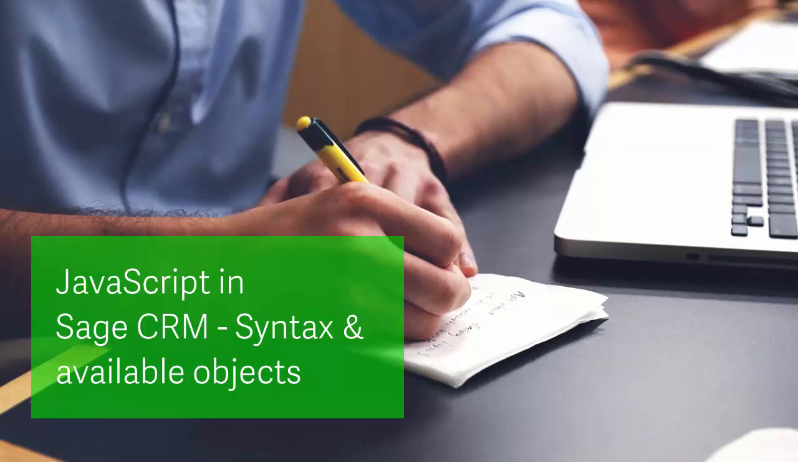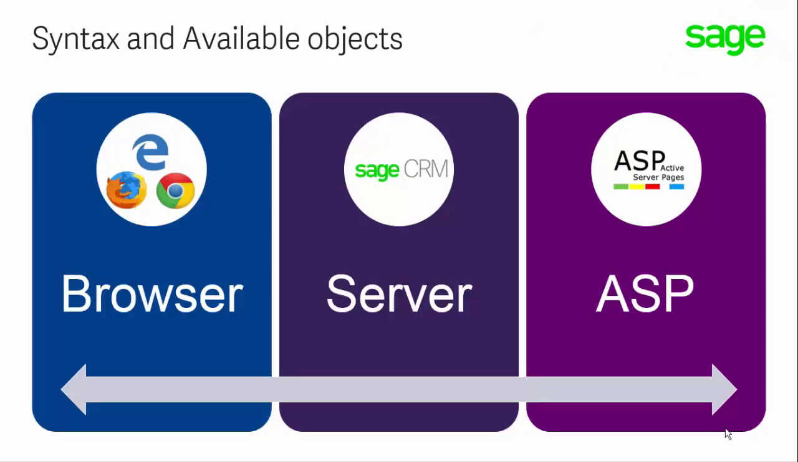Let's now look at the language so we can understand the syntax and available objects. So we're looking at the language and syntax of JavaScript. JavaScript, like any language, has a basic syntax that can be learned. The language allows us to create variables, to compare values and to perform calculations and actions on objects, but the objects that are available to us depend on where the code is run.